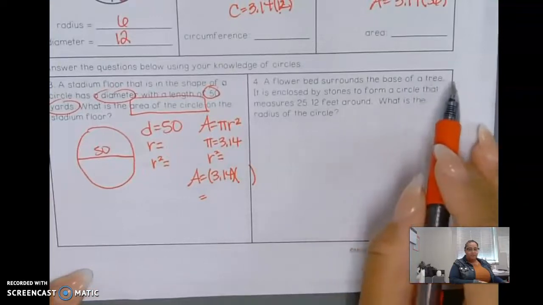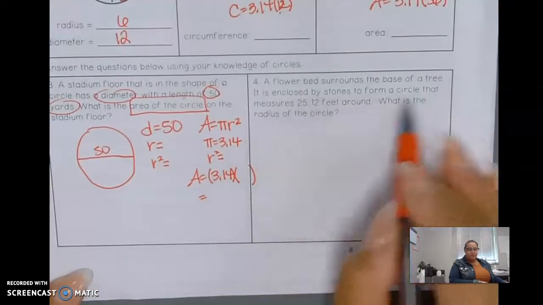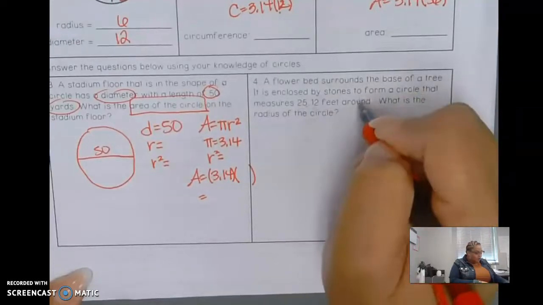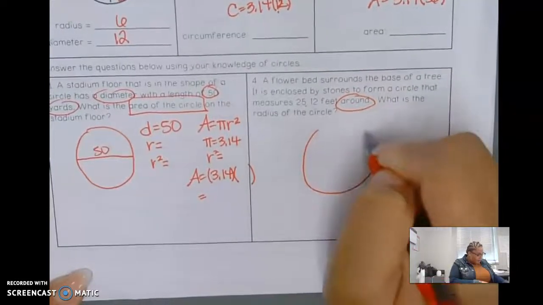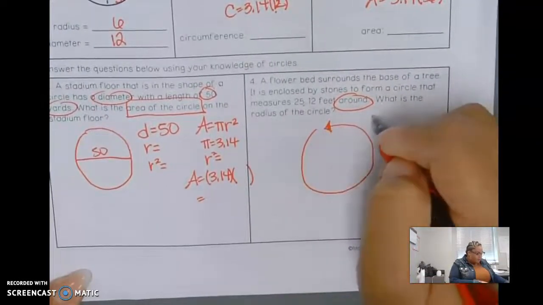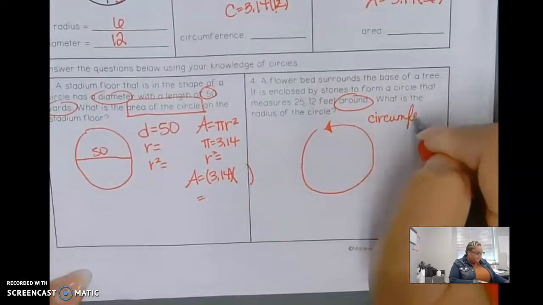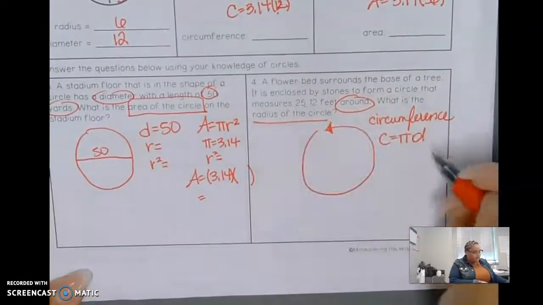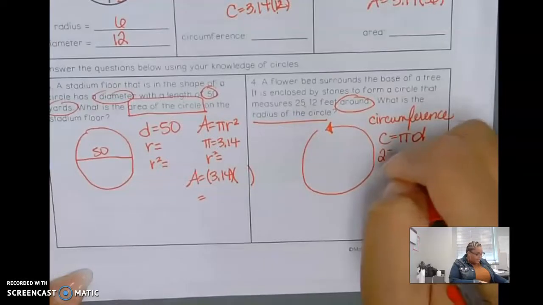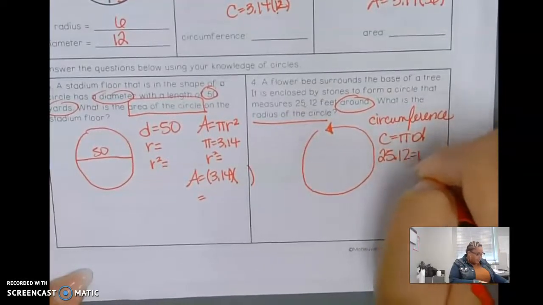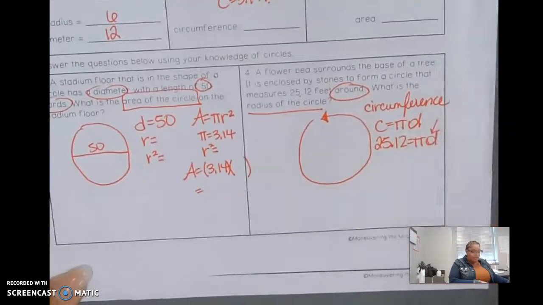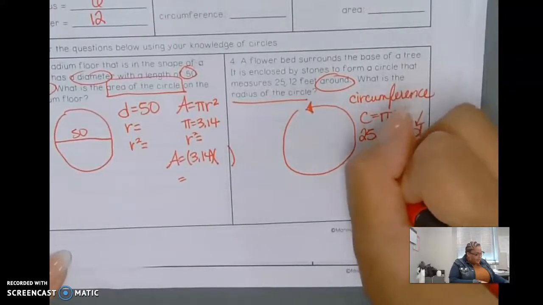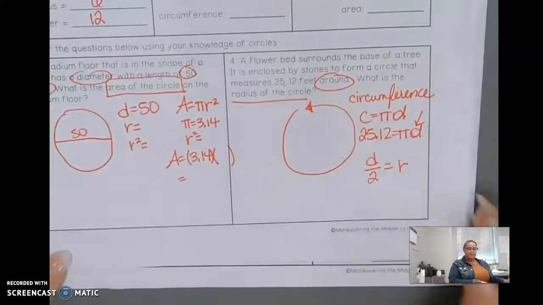4. A flower bed surrounds the base of a tree. It is enclosed by stones to form a circle that measures 25.12 feet around. So around means I'm going around in a circle. I have made the circumference, which equals pi times diameter. What is the radius? Once I find the diameter, because they're giving me the circumference, 25.12 equals pi times D. What did I multiply pi by to get 25.12, and then divide diameter by 2 to get my radius?